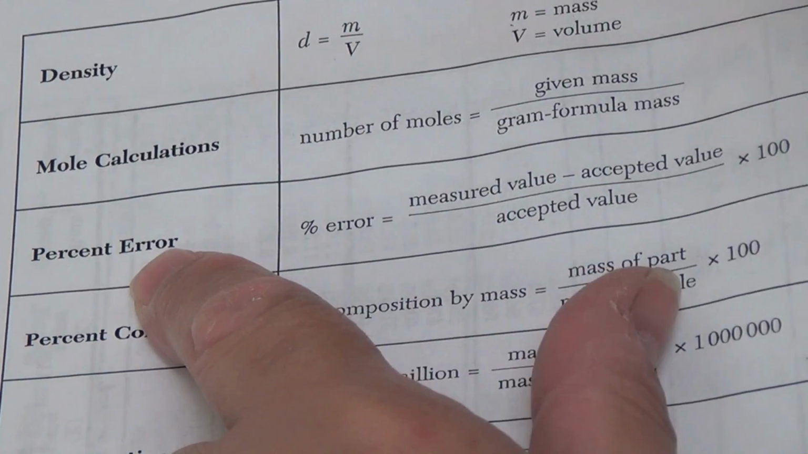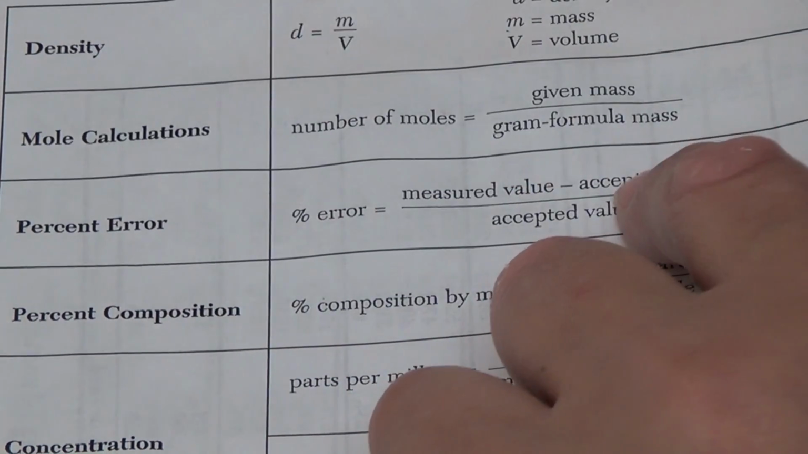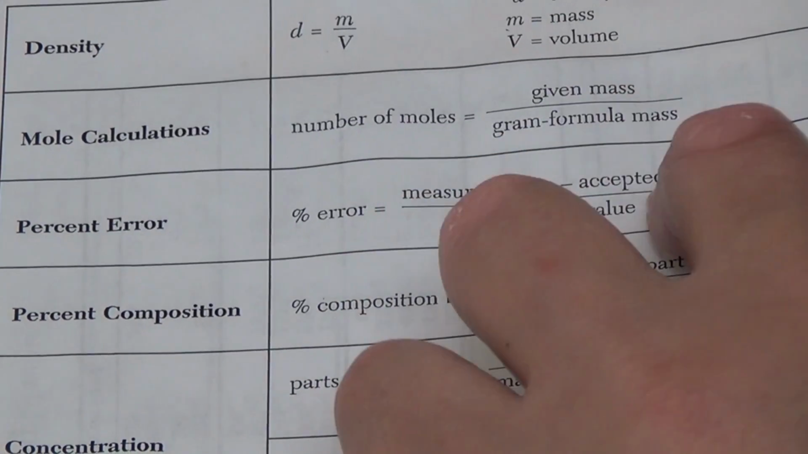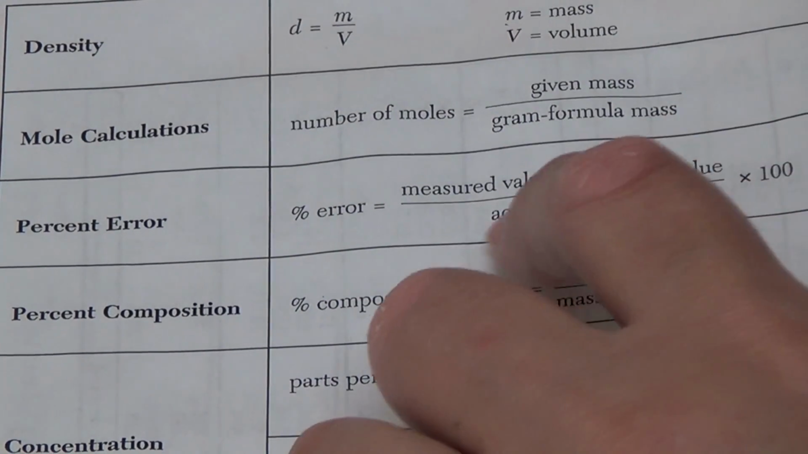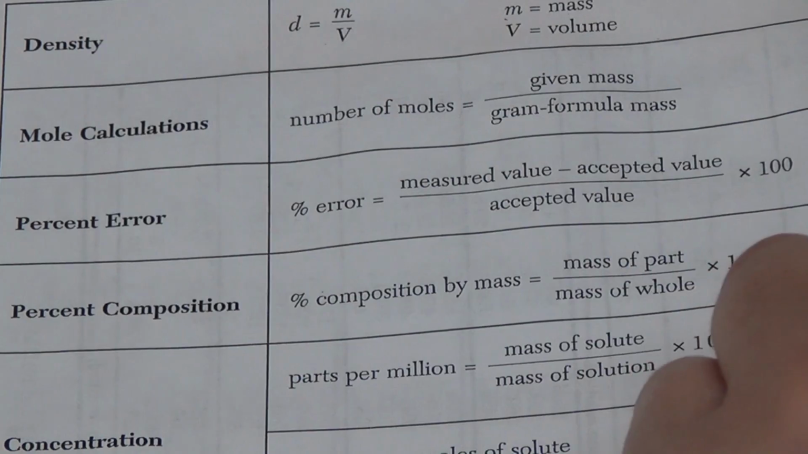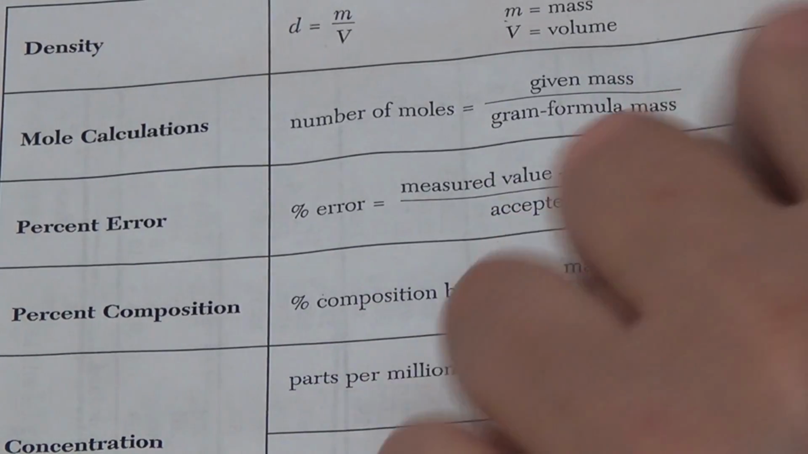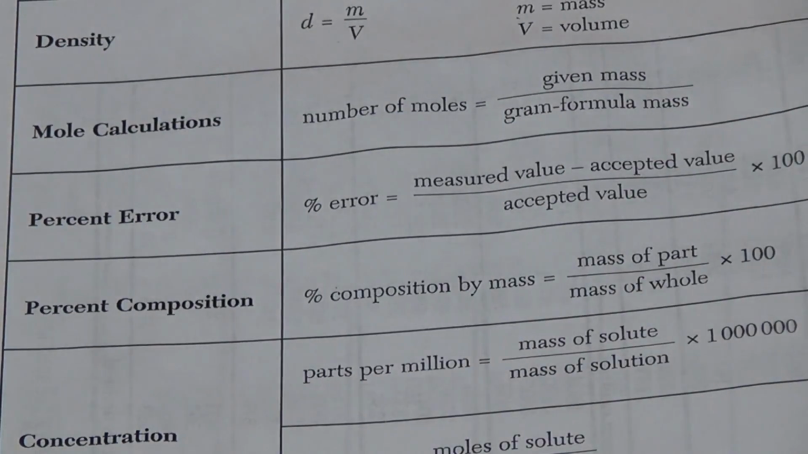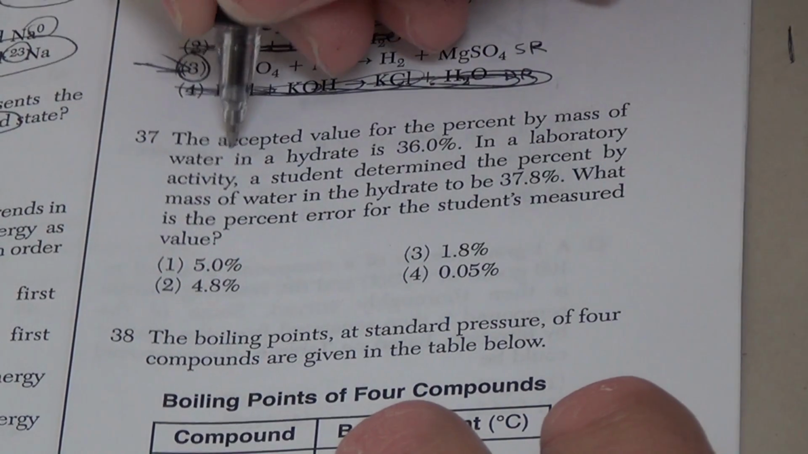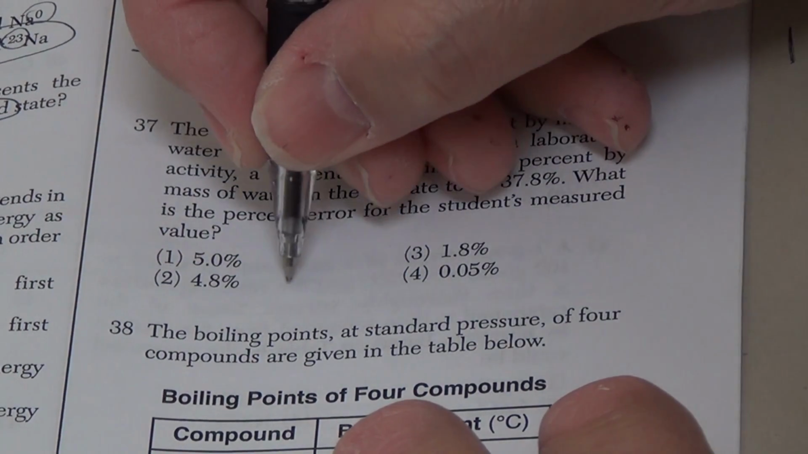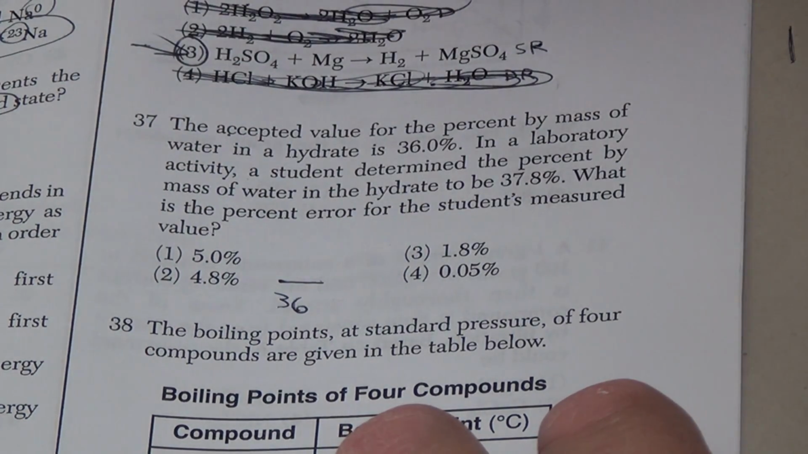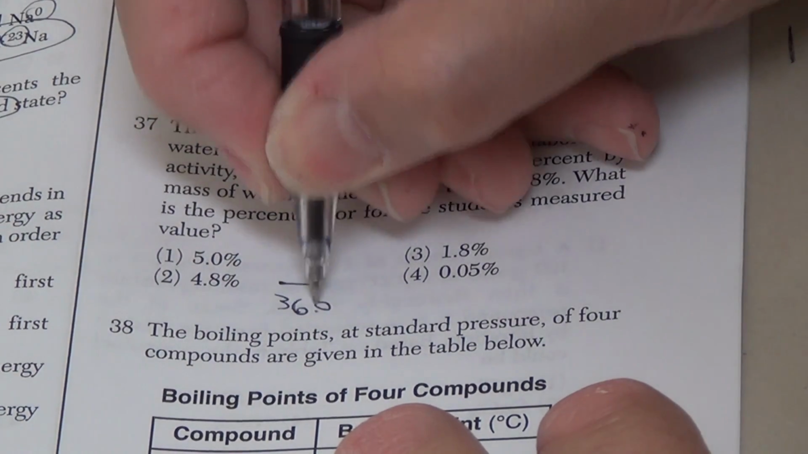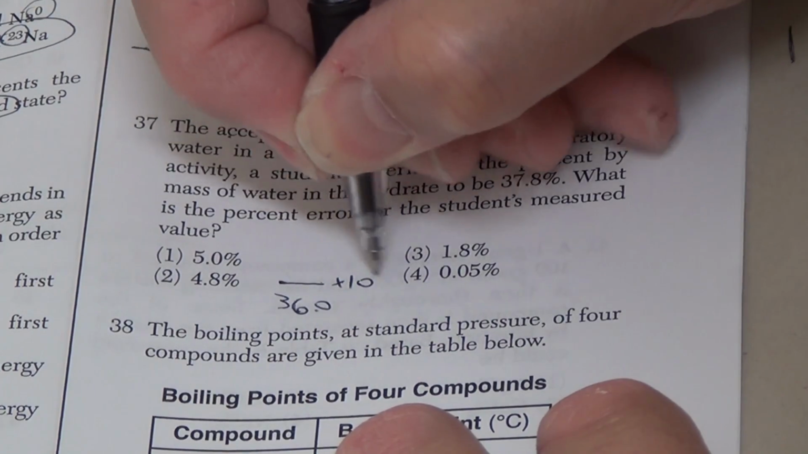Percent error is equal to measured value minus accepted value, and it's actually an absolute value, so there's no negative sign involved with it. Divided by accepted value times 100. Measured minus accepted over accepted times 100. The accepted value is 36%. That's what goes on the bottom, 36.0%. I'm going to multiply that by 100 when we're done.